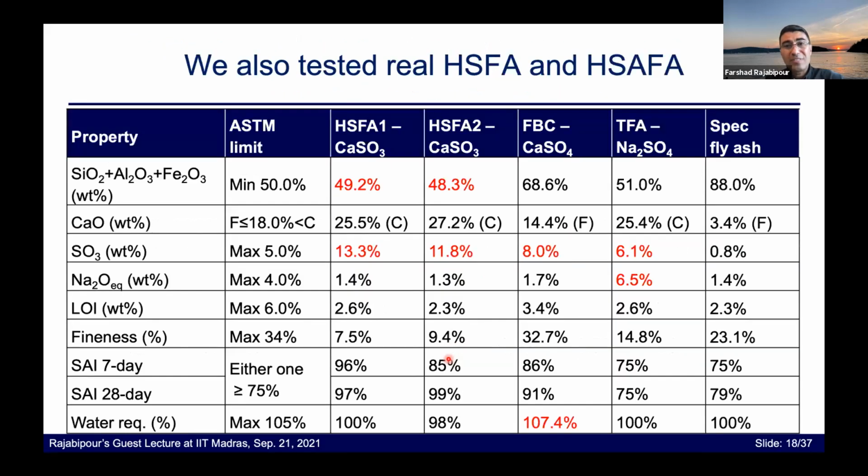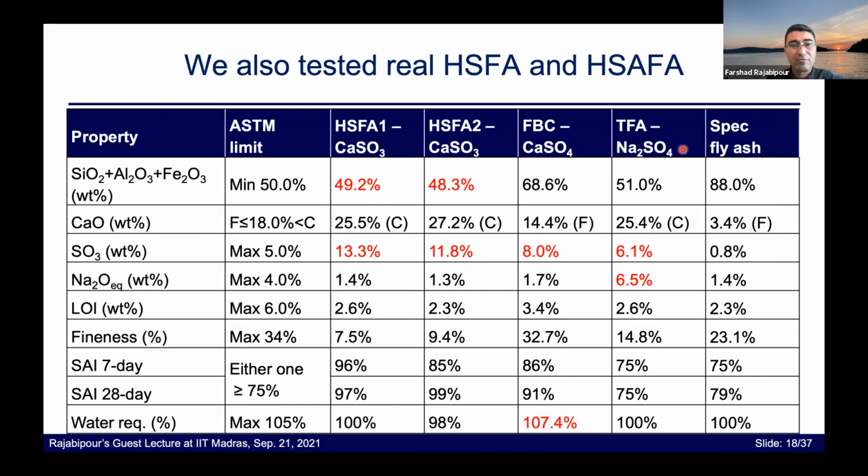As I mentioned, we also tested real fly ashes. More specifically, we looked at 5 real fly ashes: the spec fly ash, which we used as the control; two so-called high sulfur fly ashes that contained calcium sulfite; an FBC fly ash, which contained anhydrite; and a Trona fly ash, which contained sodium sulfate.